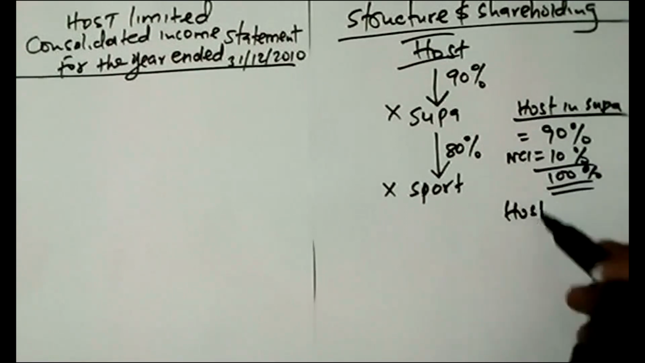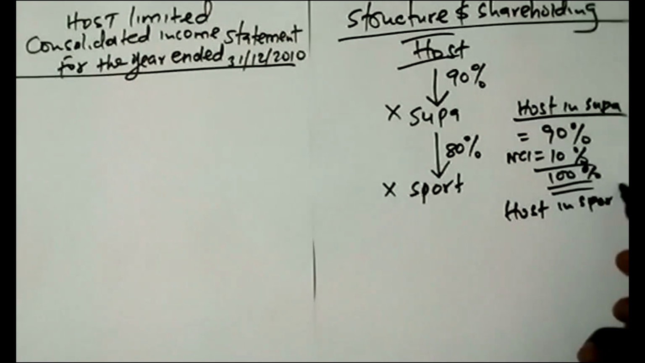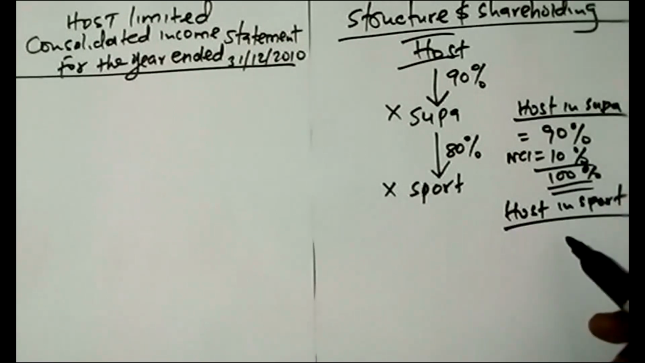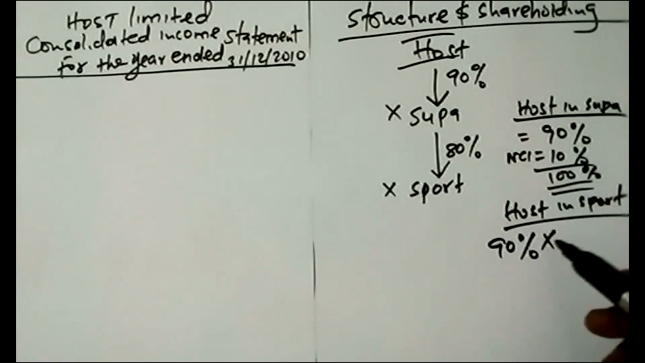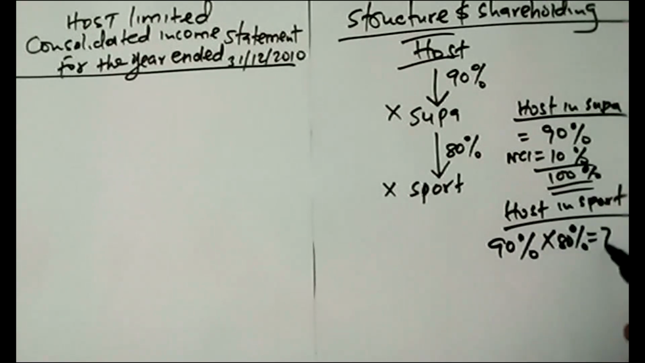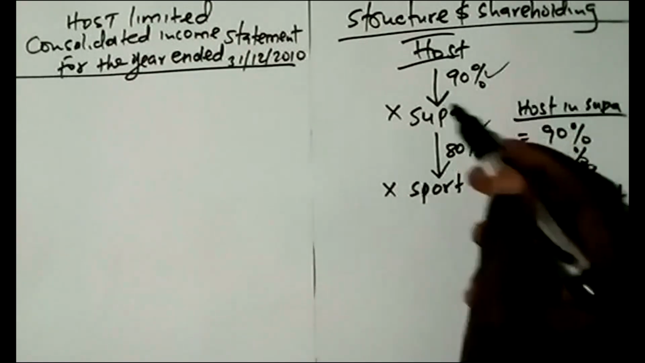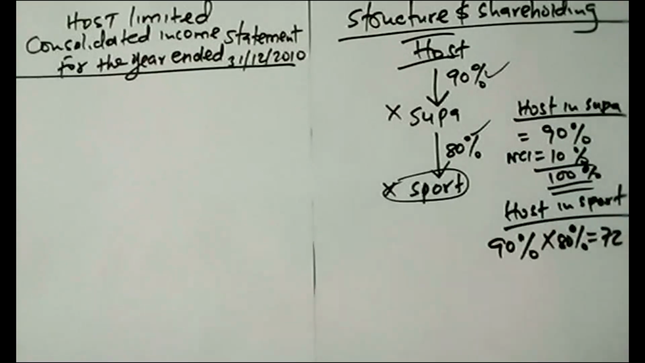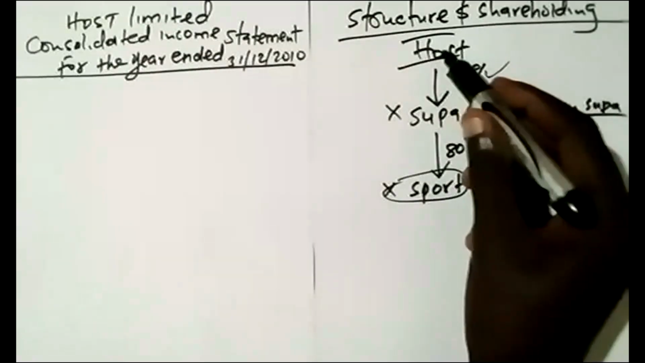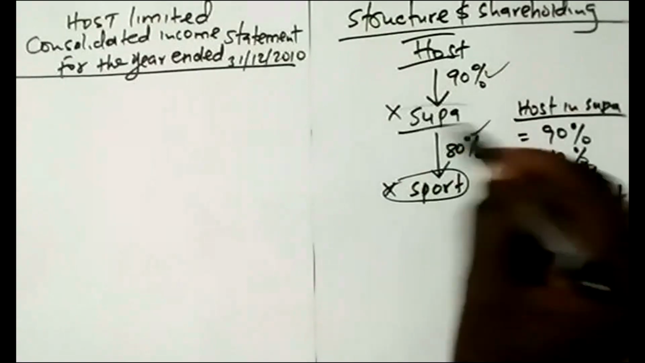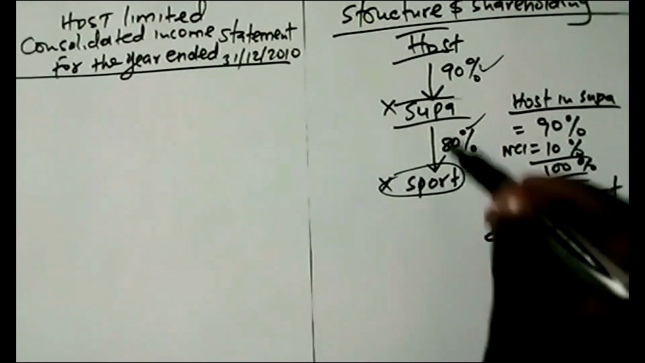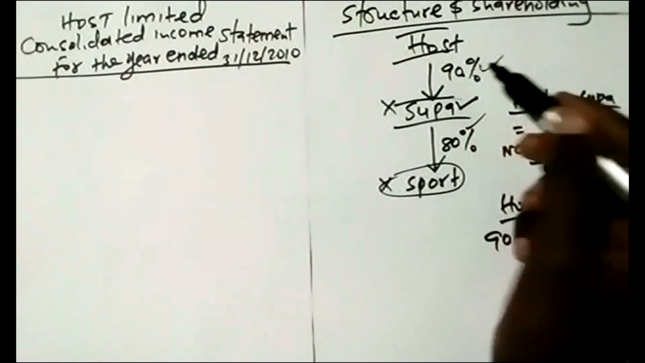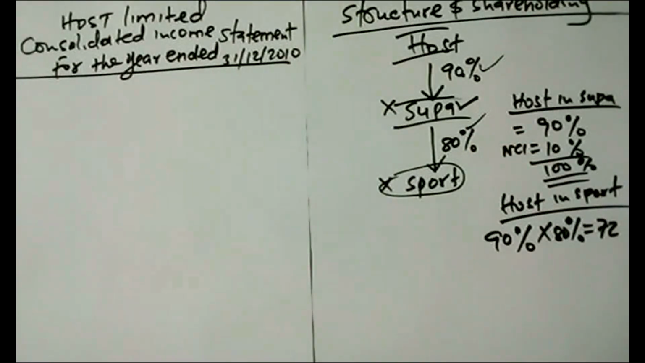Then we have host in sport. Host in sport is 90% multiplied by 80%, which gives us 72%. I'm taking 90 times 80 in order to get the control in sport, because host controls sport through super, and host was controlling super up to 90%. He was not controlling super up to 100%.